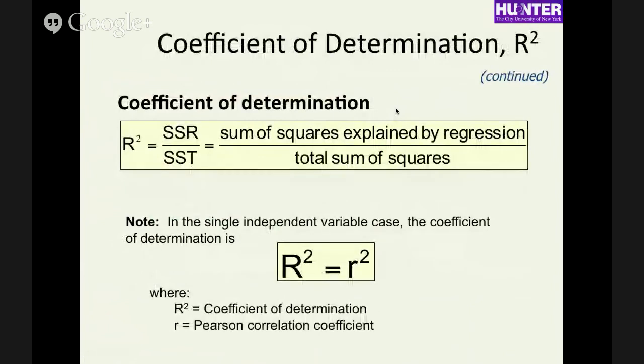So it's the sum of squares that are explained by your regression divided by your total sum of squares. And it has this nice relationship to the Pearson correlation in that the Pearson correlation, as you calculated before, if you square it, you get the same thing as your coefficient of determination. So I've shown you two totally different ways that will both give you the same r squared. I don't quite know how that works.